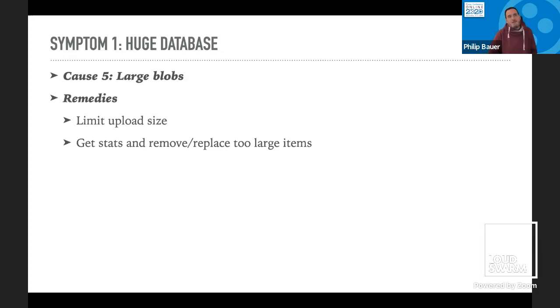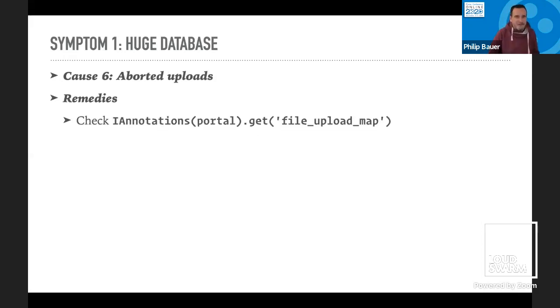A good idea to prevent that is to limit the upload size and size of files, and get stats and remove or replace too large items if you have the right statistics. Okay, the last but not least, but that is very rare, are aborted uploads, because Plone has a smart logic to keep uploads that you abort in an annotation on the portal. Just check annotation portal file upload map.